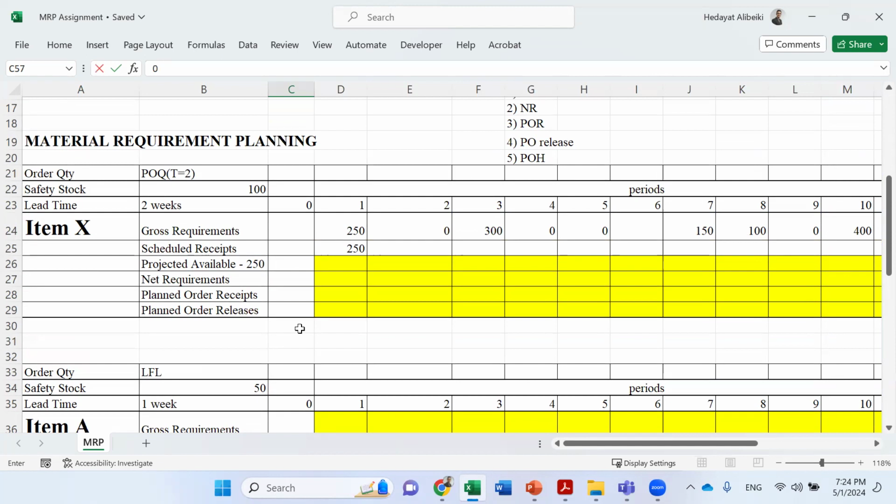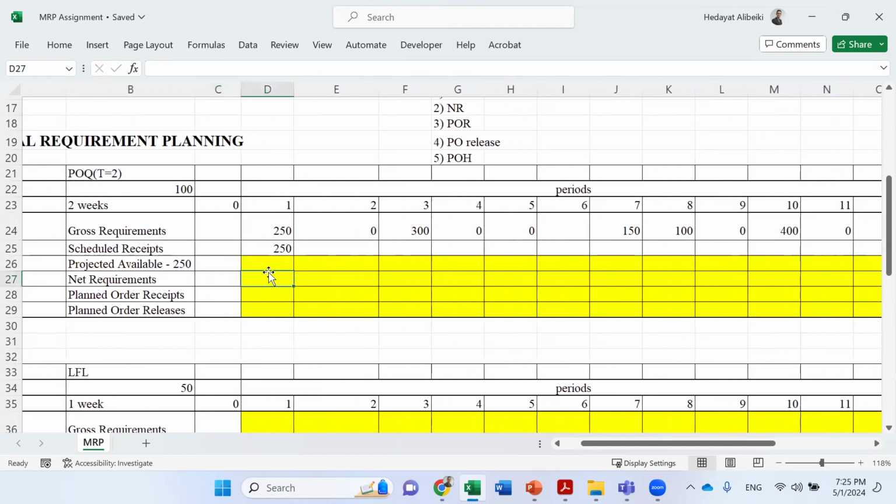For item X, what is the net requirement for week 1? The gross requirement is 350. Okay, how much production is going?